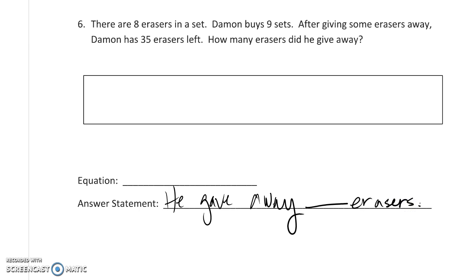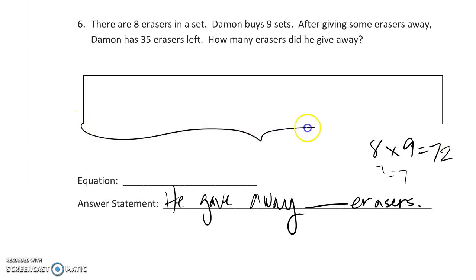Okay. So 8 in a set, he buys 9 sets. So 8 times 9 is what? Well, I've got 8 groups minus 1 equals 7. So 7 is my tens digit. How many do I have to add to 7 to make 9? 2. So he's got 72 erasers.